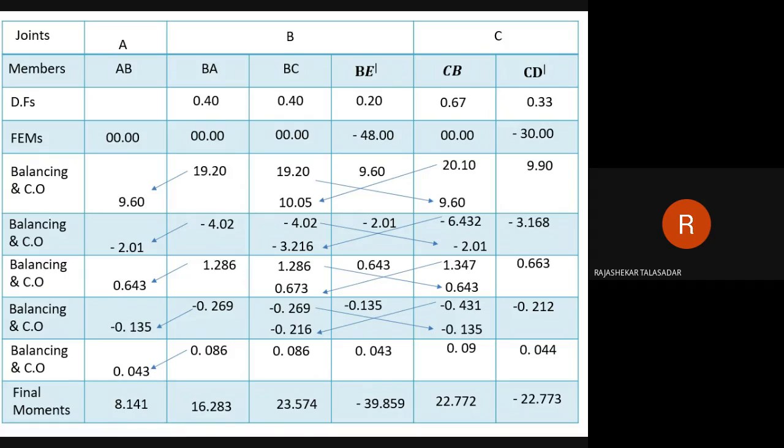Next, balancing. This is unbalanced. Minus 0.673 will be the balancing moment, multiplied by 0.4 comes here, multiplied by 0.4 comes here, then multiplied by 0.2, this is minus 0.135.